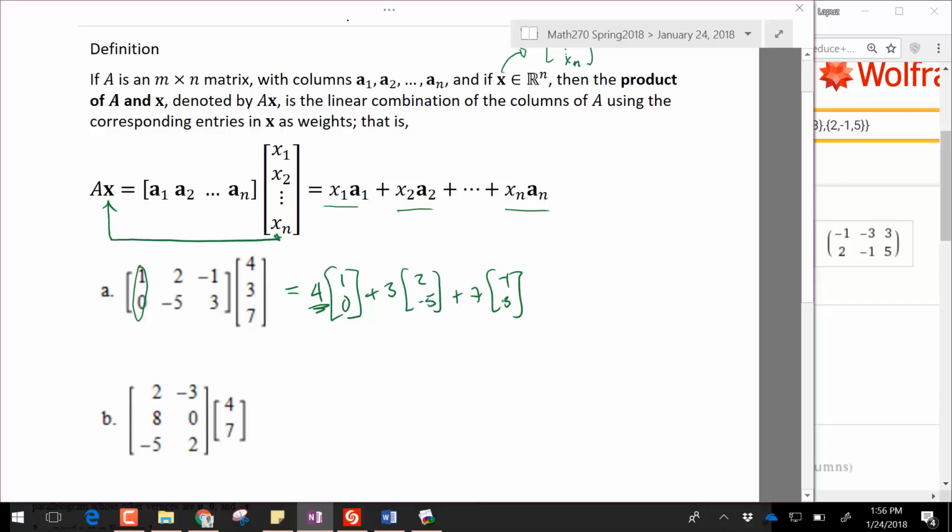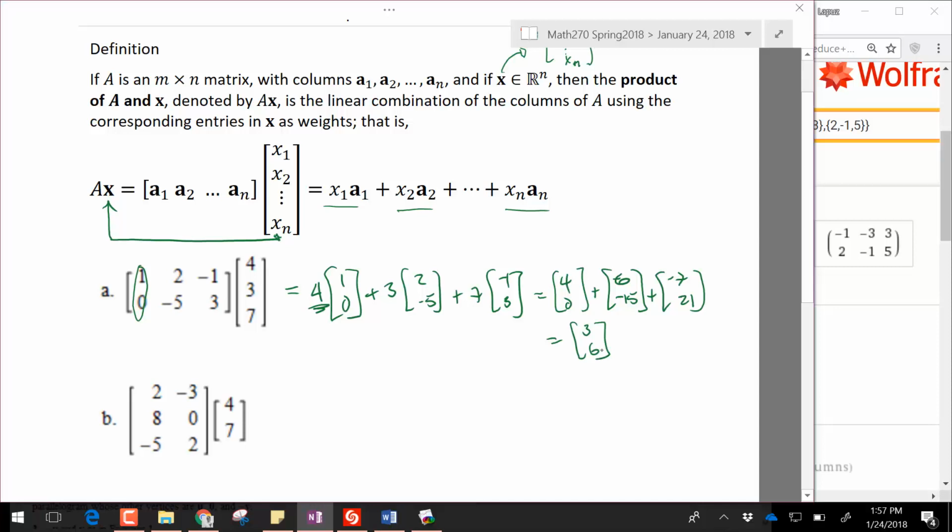So if we follow the recipe in defining this product between a matrix and a vector, we take the elements of our vector and use them as weights, and then multiply each of those by each column of the matrix. So this ends up being 4 times (1, 0), plus 3 times (2, -5), plus 7 times (-1, 3). That gives 4, 0, plus 6, -15, plus -7, 21.